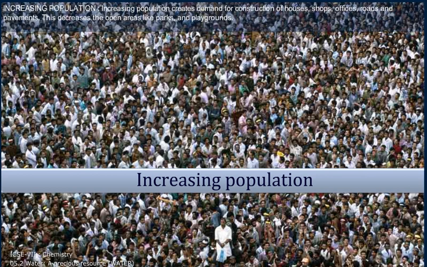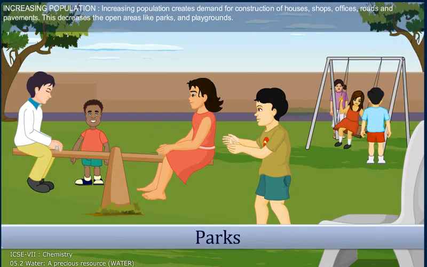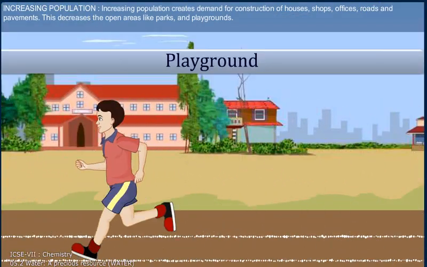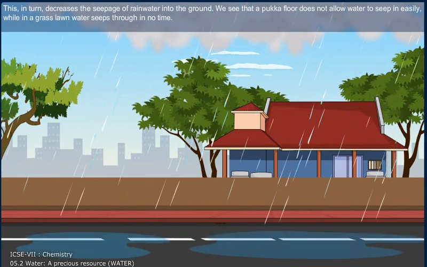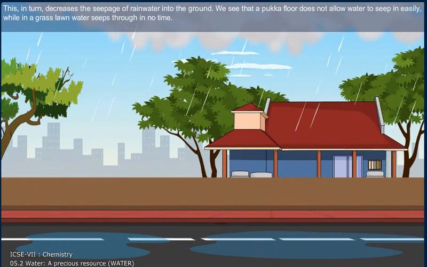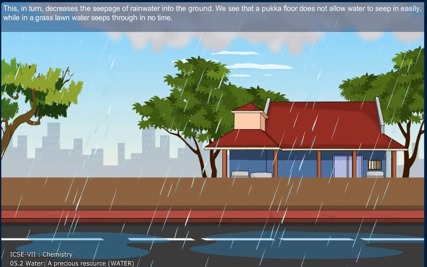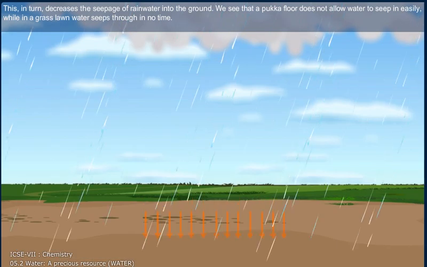Increasing population. Increasing population creates demand for construction of houses, shops, offices, roads and pavements. This decreases the open areas like parks and playgrounds. This, in turn, decreases the seepage of rainwater into the ground. We see that a pakka floor does not allow water to seep in easily, while in a grass lawn, water seeps through in no time.